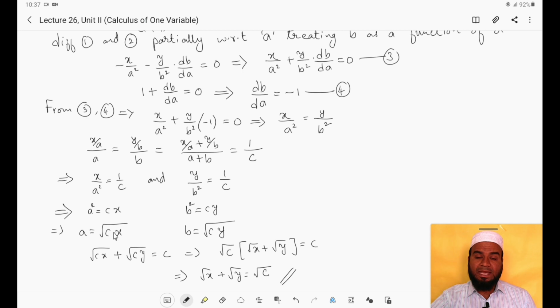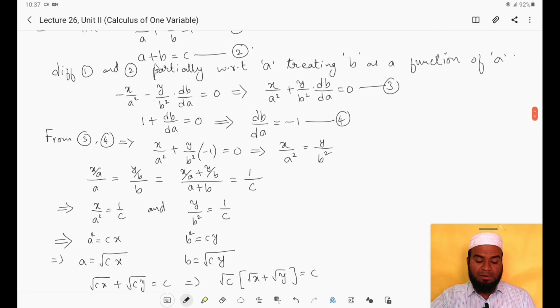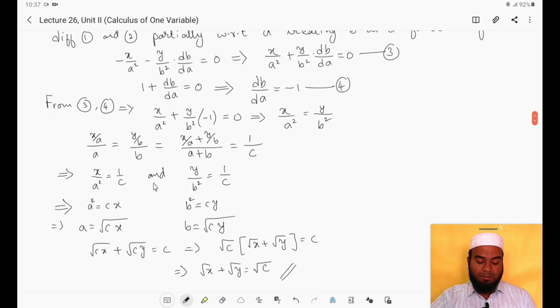a equals root cx, b equals root cy. Now substitute the values of a and b in equation 2, that is in a plus b equals c. So root cx plus root cy equals c. Now take root c common, what will remain, root x plus root y equals root c. So root x plus root y equals c by root c, and c by root c is nothing but root c.